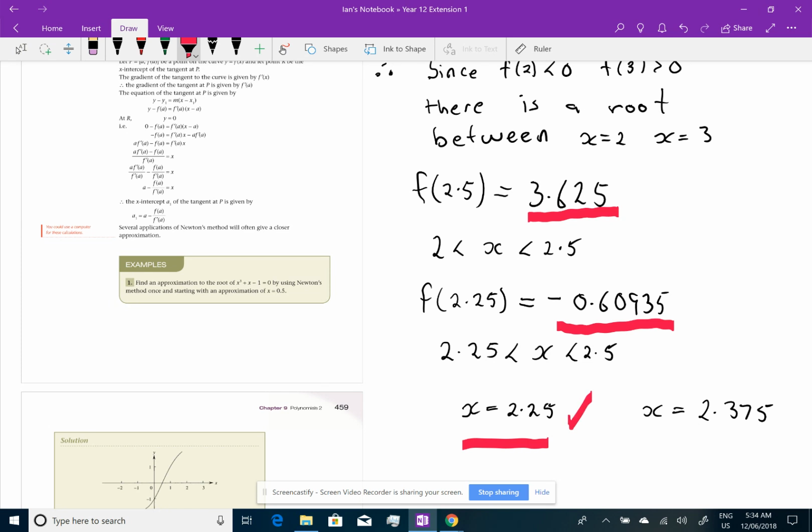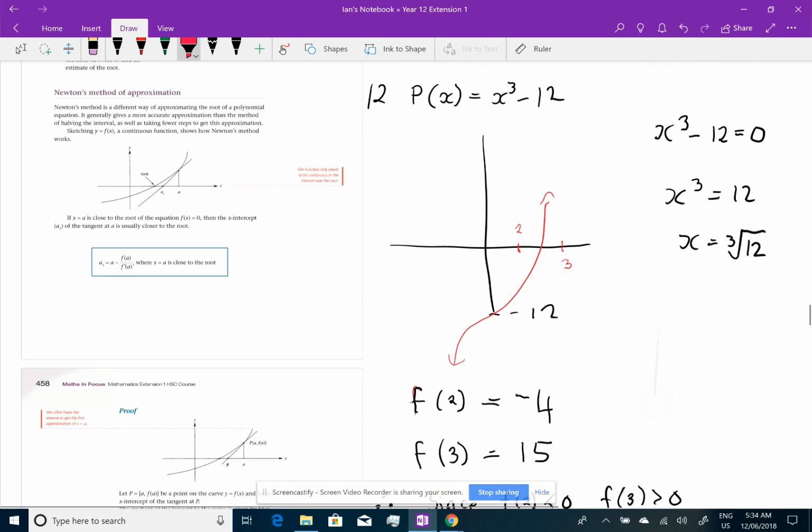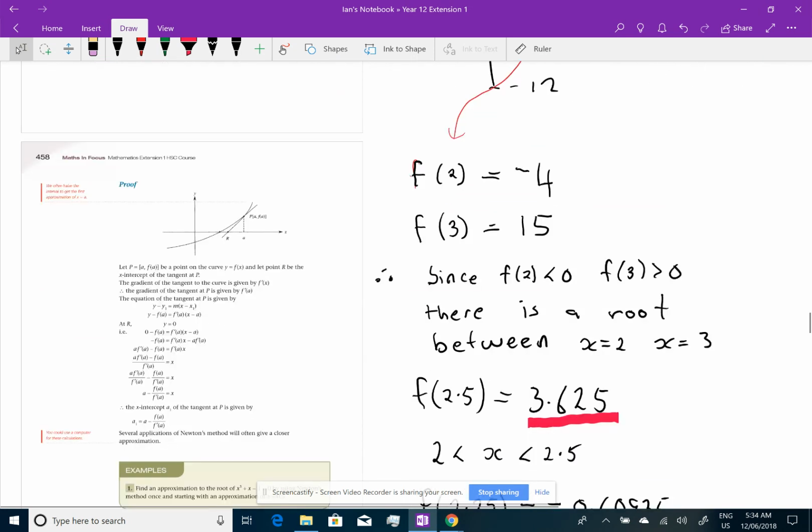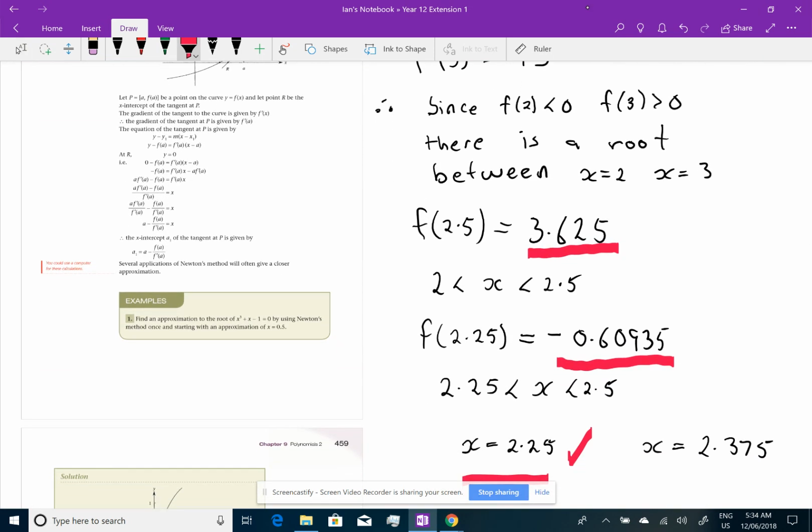So that's halving the interval. And hopefully you have a better understanding. So what you have to do, if there's a show, you show that the sign changes between the two values that they give you for x, and then you halve the interval. But gee, you've got to be careful of assuming that this point is going to be further away from the root than this point, just because they've got a bigger distance between the curve.